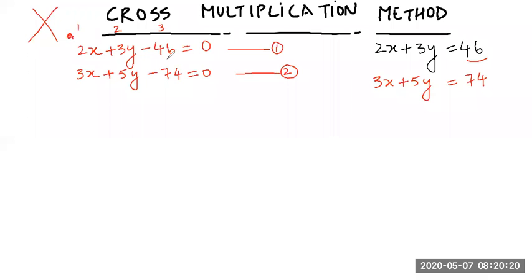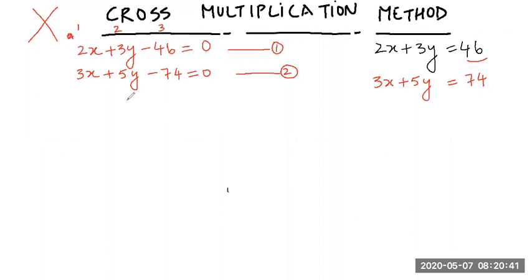Now the constant term is not 46. Now the constant term is minus 46. And the constant term of this equation is minus 74. Now you rewrite these constants A1, A2, B1, B2, and then C1, C2 in this manner.